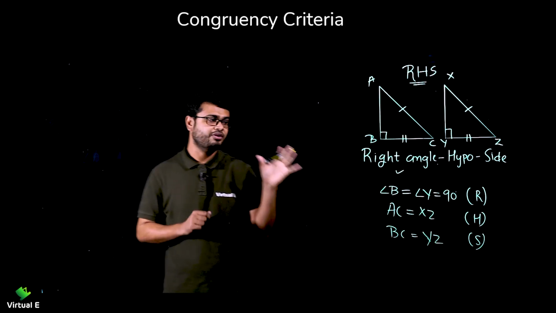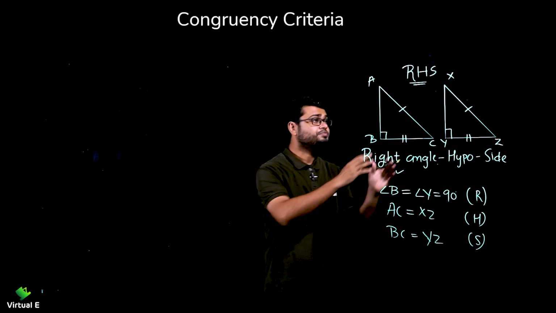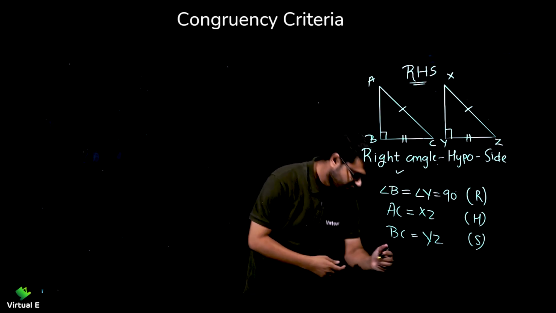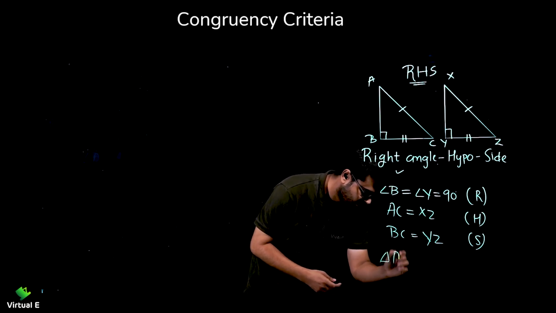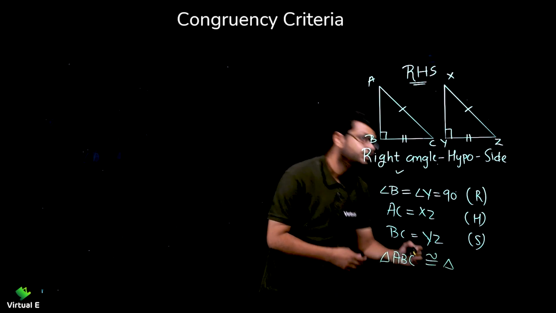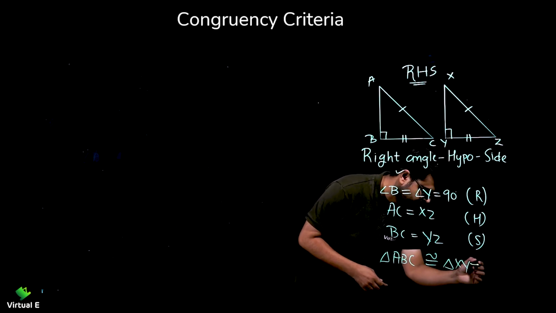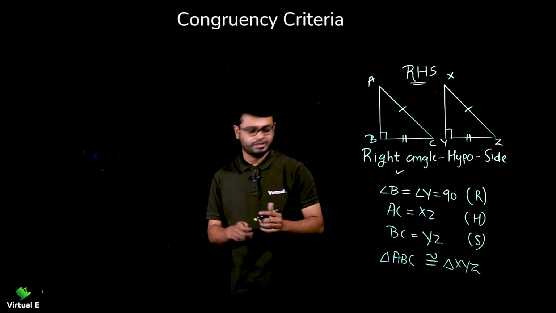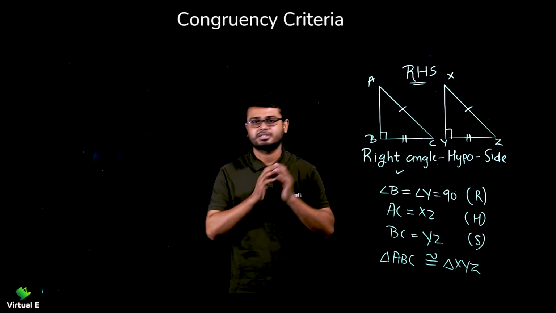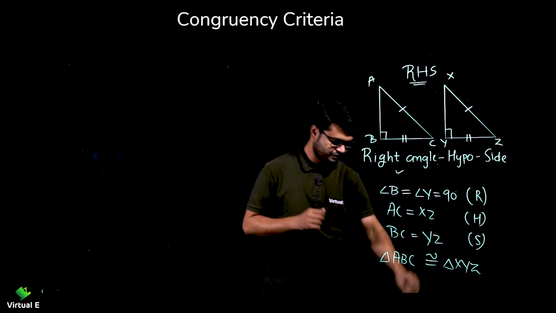Very simple it is. Whenever you see the right angle in the figure, try to prove with this criterion, right? If it's not possible, you can follow another one. So triangle ABC congruent to triangle XYZ, right? I'm keeping the same order for understanding of the criterion. So this is about the RHS criterion. You need to have right angle, you have hypotenuse, and any of the sides.